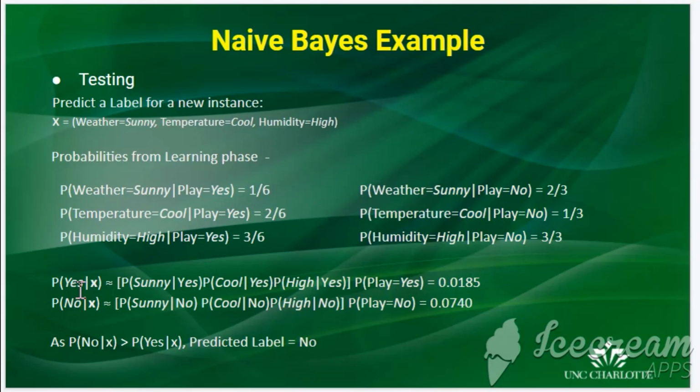So the probability of yes for x will be the probability of sunny given yes, multiplied by the probability of cool given yes, multiplied by the probability of high given yes, multiplied by the probability of play being yes, that is 0.0185. And for the probability of no for the event x, that is the weather being sunny, the temperature being cool and the humidity being high, the probability is 0.0740. So as the probability of no for x is greater than the probability of yes for the event x, the predicted label will be no.